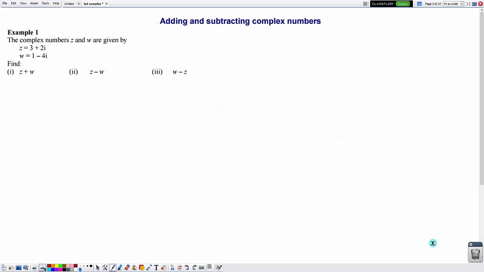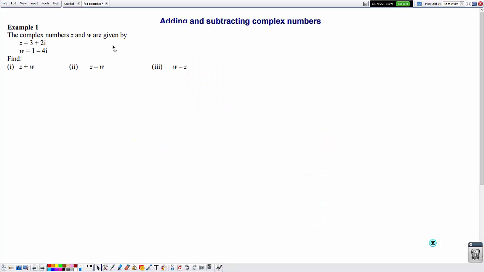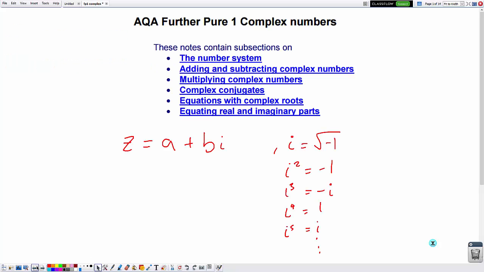Okay, so let's start adding and subtracting. Now, adding and subtracting is pretty easy. It works exactly how you'd think it'd work. It's collecting like terms. Oh, by the way, one thing I didn't state, we'll revisit later. The real part of a complex number is this part, so in this case, a. And the imaginary part is b, it's the part in front of i. It's not bi, it's just b. We'll look at that later on anyway.